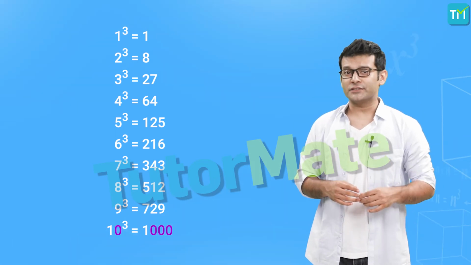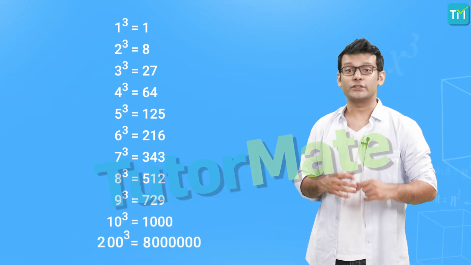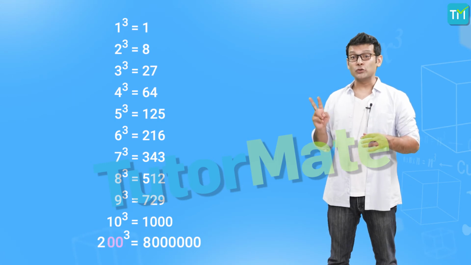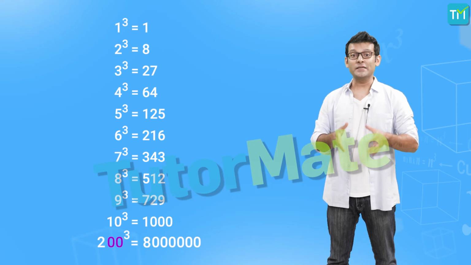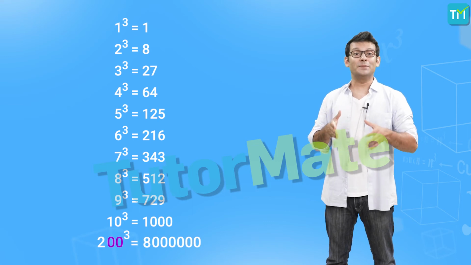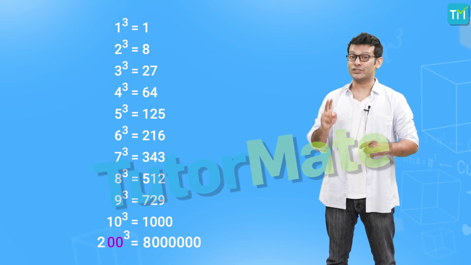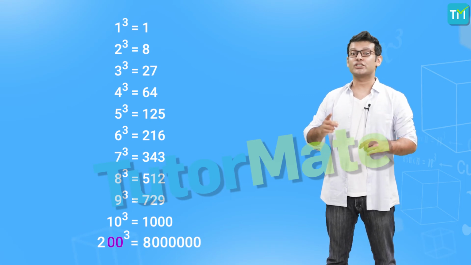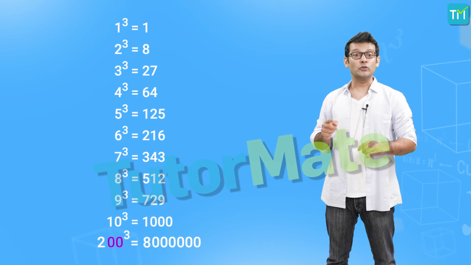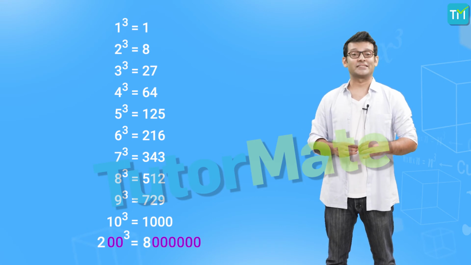Similarly, if you consider a number, say 200, this number has 2 zeros, and the cube of 2 is 8, which means that the cube of 200 will be 80 lakh. Since the number of zeros in 200 is 2, the number of zeros in its cube 80 lakh is 2 into 3, and that is 6.